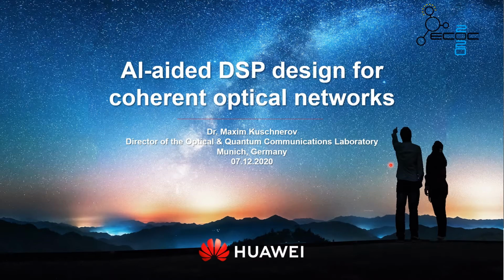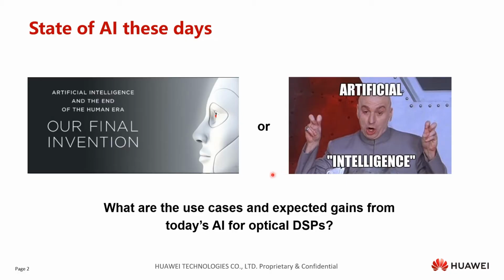Now, where do we stand with respect to how intelligent AI actually is? Are we getting closer to the final invention of a machine smart enough that it will continue innovating by itself without humans being needed? Or is it something artificial but not really intelligent? And if it is, can it be applied to a certain benefit, a certain gain, in today's AIs for optical DSPs? Well, let's look into this question.